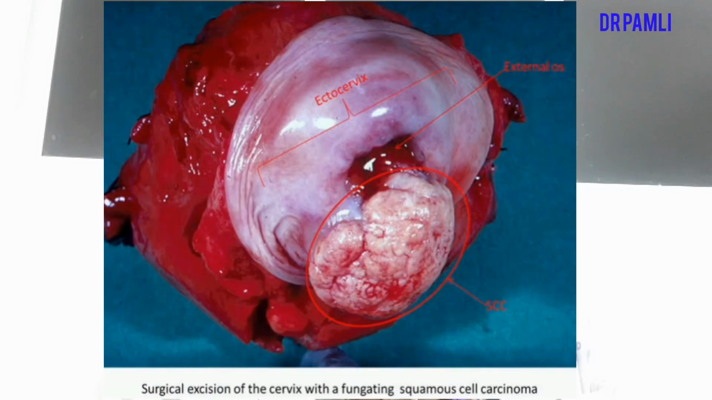So in today's video, we want to talk about malignant tumors of the cervix, that is cancer of the cervix, and how they present, that is signs and symptoms, and eventually risk factors. In part two, we'll be talking about diagnosis and eventually management plus prevention.